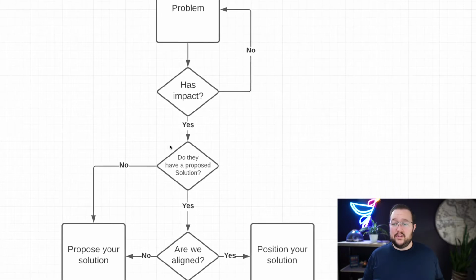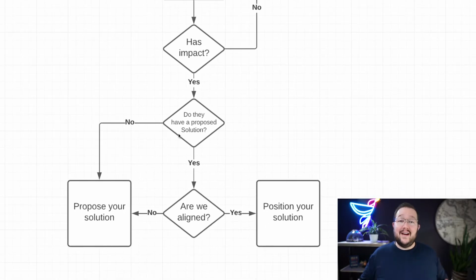And if we keep going, let me scroll down a little bit here. If it does have an impact, the next part of this equation is, do they have a proposed solution? Because a business owner or a decision maker, when there's a challenge, they're going to try to solve that challenge, especially if it has a big impact. Exactly. So what I want to do here is break down for you what types of decision makers there are. There's ones that have proposed solutions, and there's others that just don't have a proposed solution at all, or maybe this is such a new problem that they haven't figured it out yet.